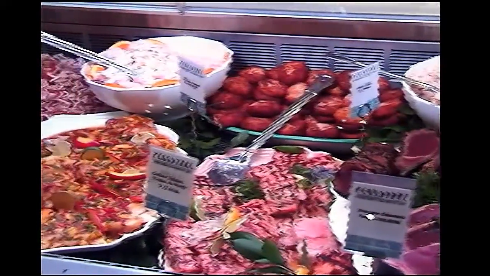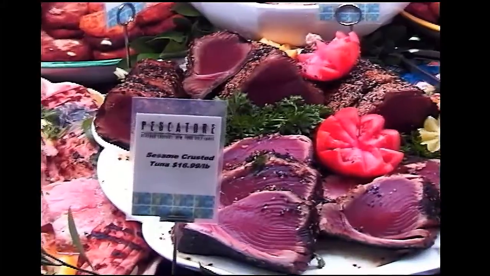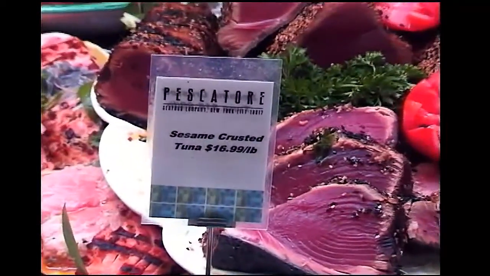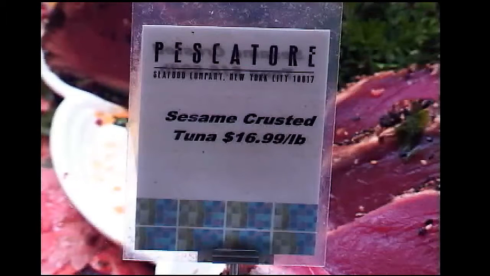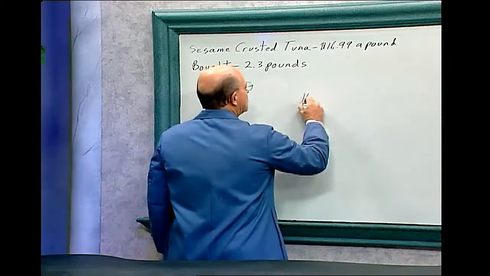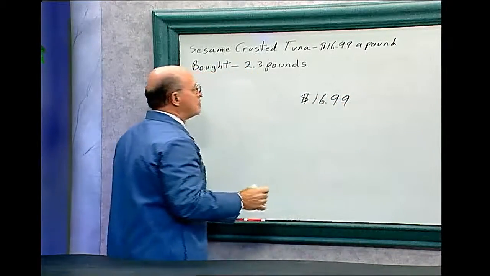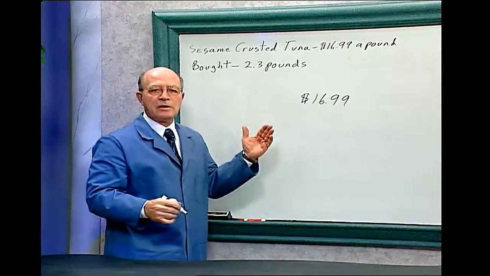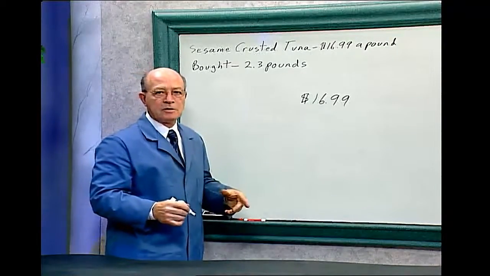You pass this deli to buy something to eat. You decide to buy the sesame crusted tuna for $16.99 a pound. How much would the tuna cost if you bought 2.3 pounds? Let's do the math. The sesame crusted tuna costs $16.99 a pound. And you find a lot of the scales today, they read the weight in decimals.